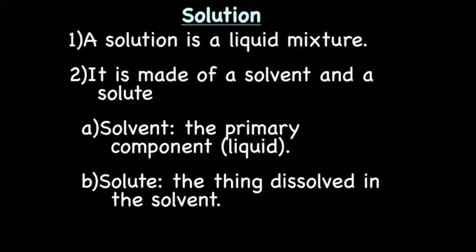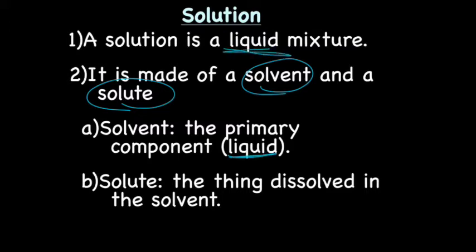We'll start with a quick overview of solutions. So a solution is a liquid mixture. It's made up of two things: a solvent and a solute. The solvent is the primary component. It's normally a liquid because a solution is a liquid mixture. And the solute is the thing dissolved in the solvent.